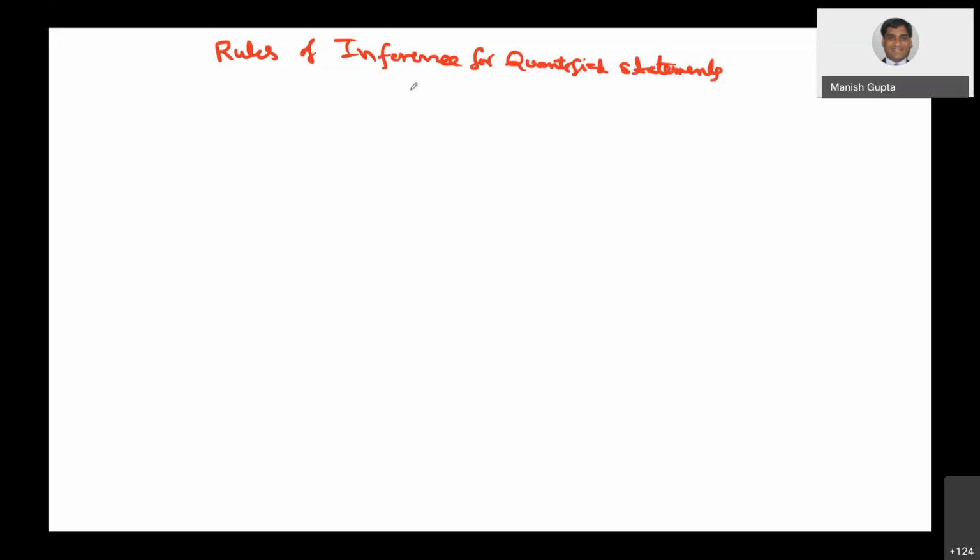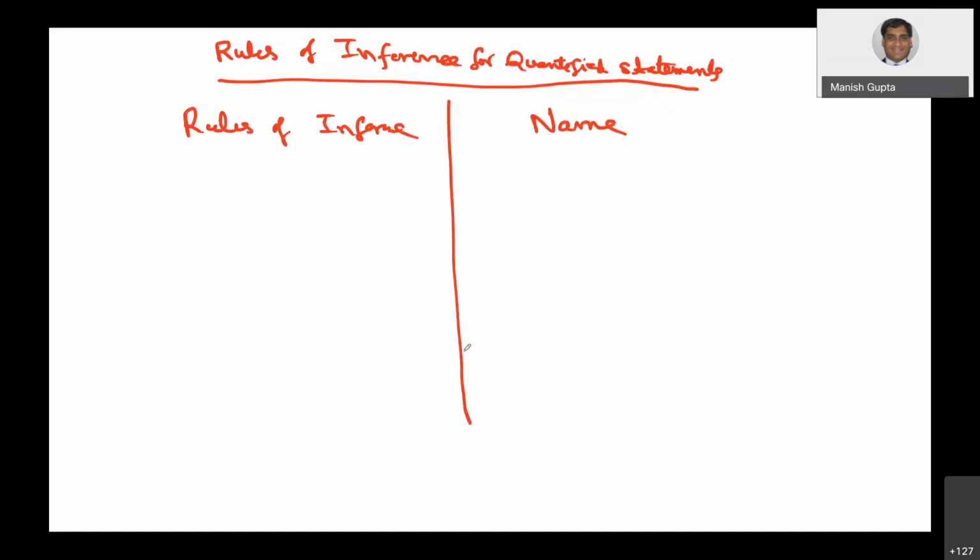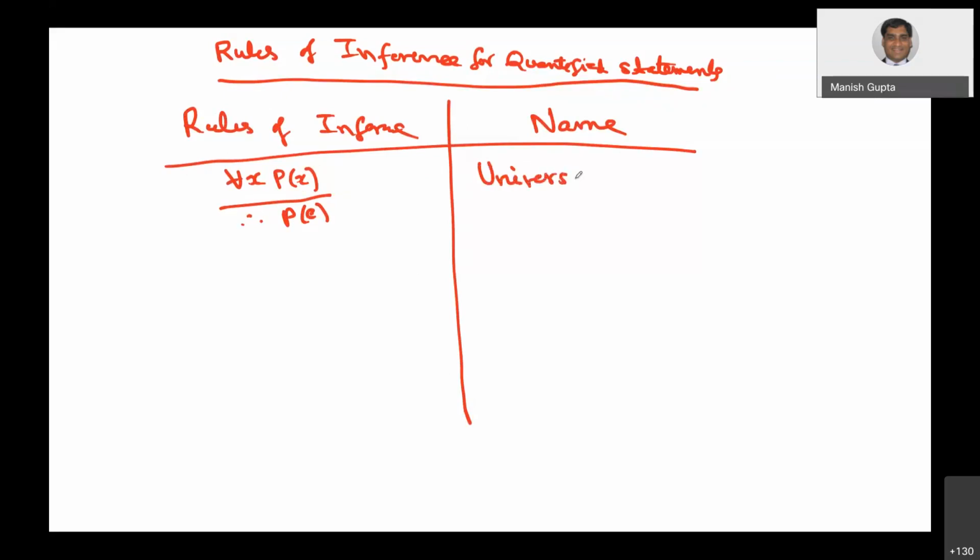So I'll just summarize as a table, and that should be enough for us. Okay, so here is the inference and name. For every x, P(x), and therefore P(c), for some specific x equal to c. So if this is true, then P(c) is true. This is known as universal instantiation.